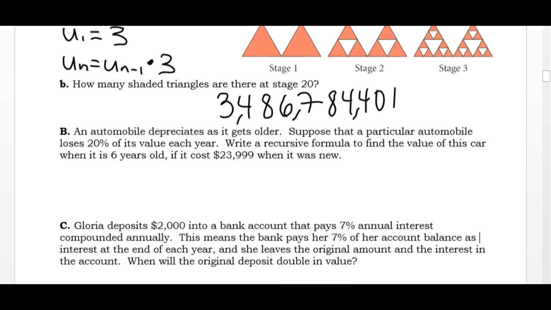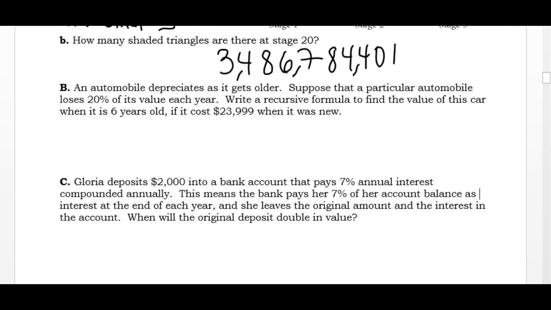Okay, example B. An automobile depreciates as it gets older. Suppose that a particular automobile loses 20% of its value each year. Write a recursive formula to find the value of the car when it's 6 years old if it cost $23,999 when it was new. So I'm going to do my calculation to get my ratio. This is a percent decrease situation because I'm losing 20% of its value. So if I have 100% of the value and I take away 20% of the value, I retain 80% of the value. That's 0.8 as a decimal.